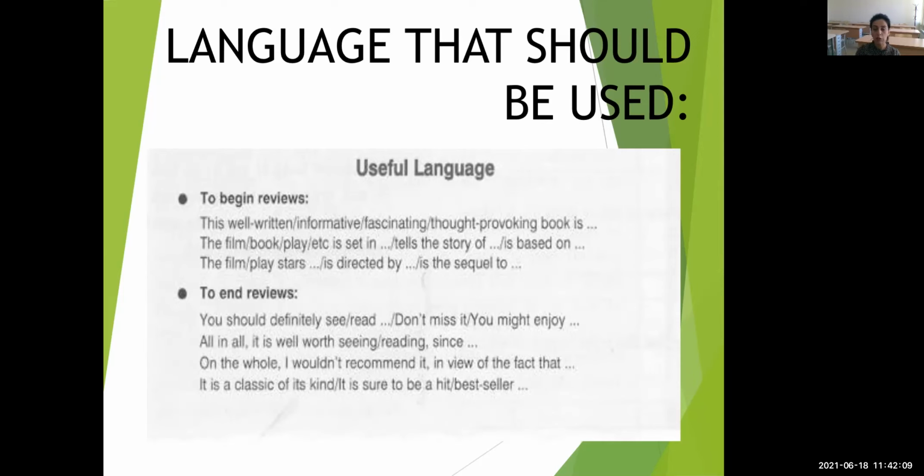Then, if you want to finish in the conclusion part, the summarizing part of your film review, you have to use the following language, like: you should definitely see it. You should definitely read it, if you are writing a book review, for example. Don't miss. You might enjoy. All in all, it is well worth seeing. Since, as I've just told you, in conclusion, you should give an overall assessment and recommendation with justification.